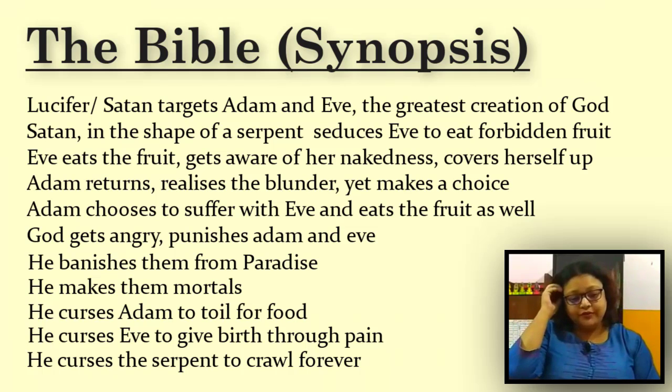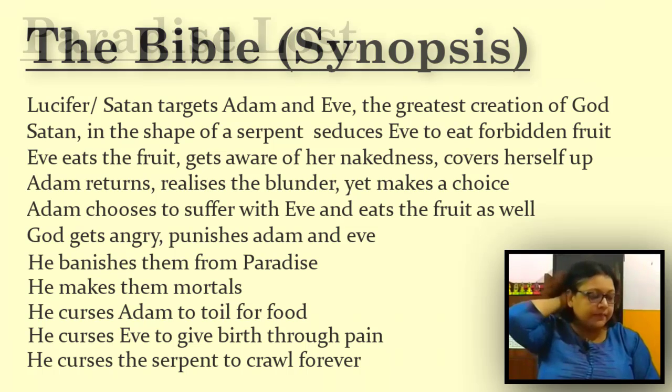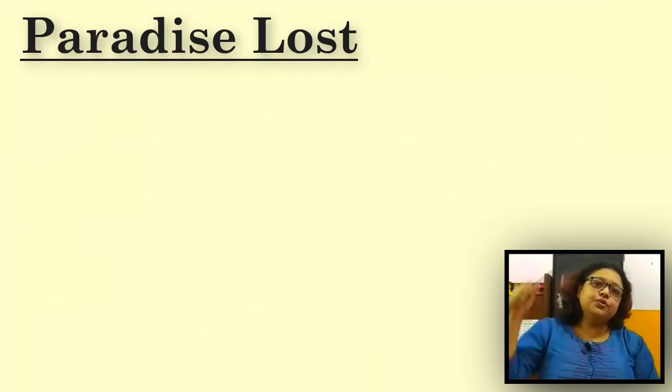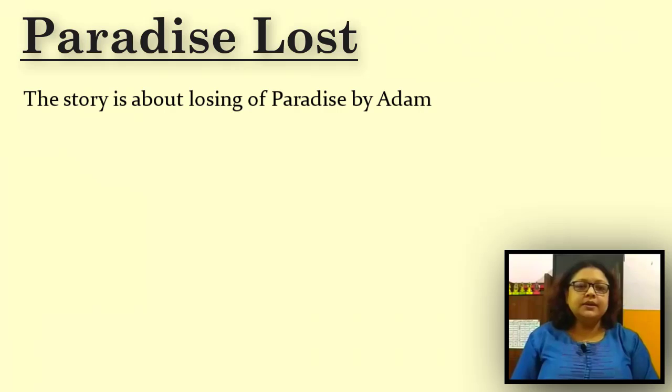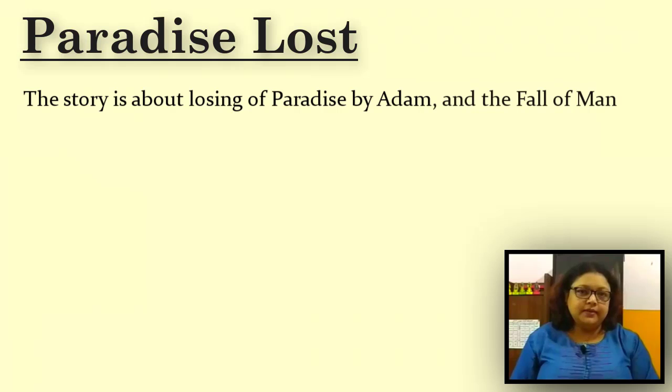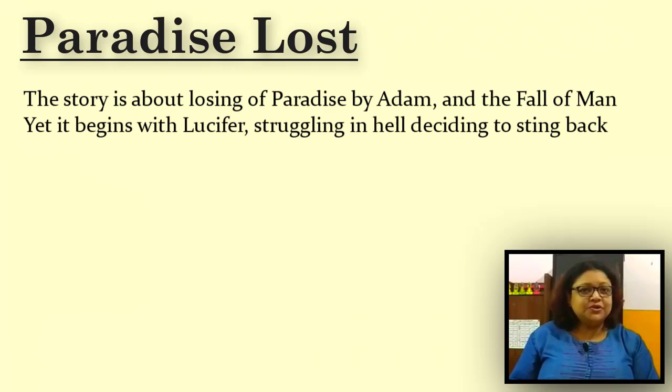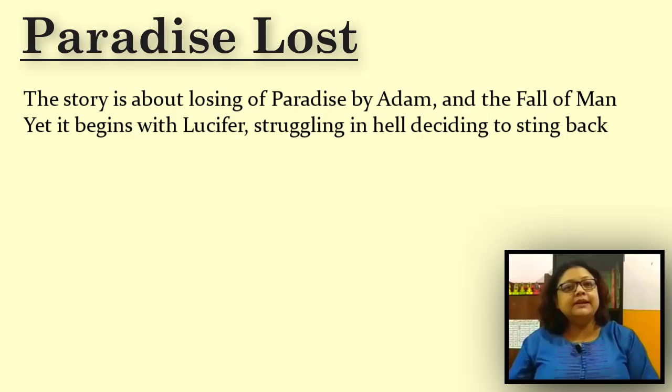So this is the story of the Bible, which Milton has taken up. So this is the story of losing the paradise. Who is losing the paradise? Adam is losing the paradise. What is the story about? The story is about the fall of man. Then why does it not begin with man? Why does it begin with Lucifer struggling in hell, deciding to strike back?